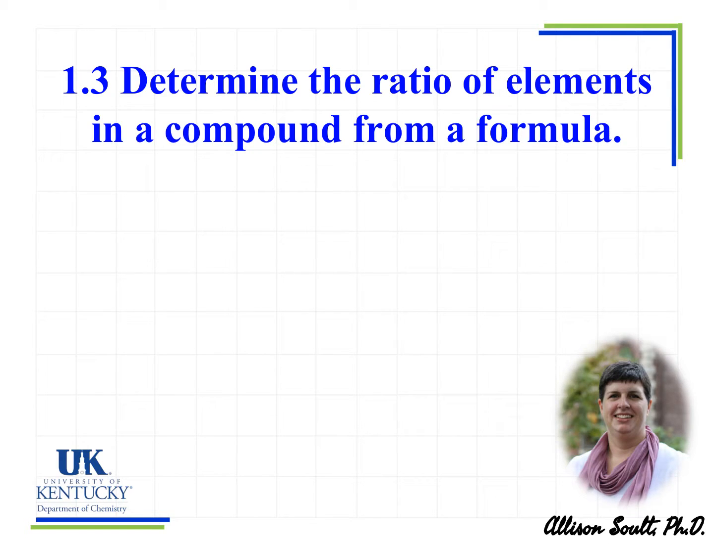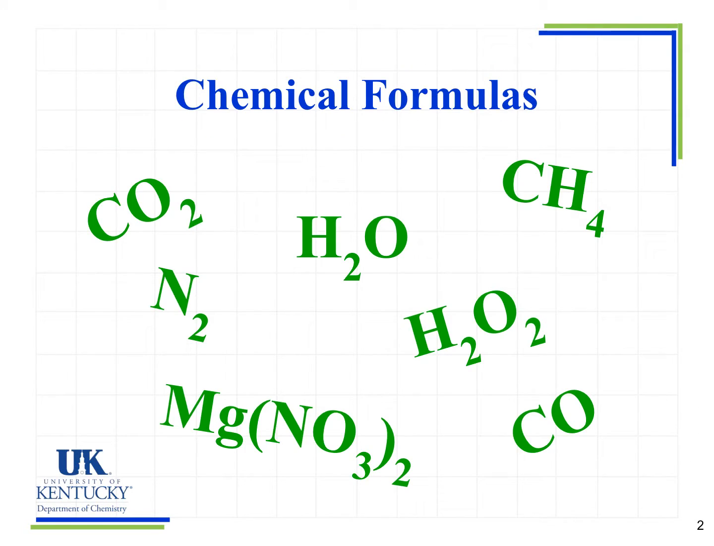In this lesson, we will determine the ratio of elements in a compound from its chemical formula. When we look at chemical formulas, we notice several things. One, chemical formulas contain symbols for elements. So here we have C for carbon, O for oxygen. We have Mg, notice the capitalization on this symbol, for magnesium.